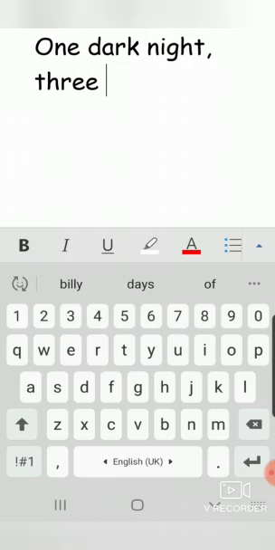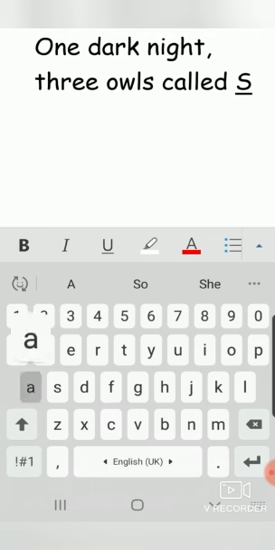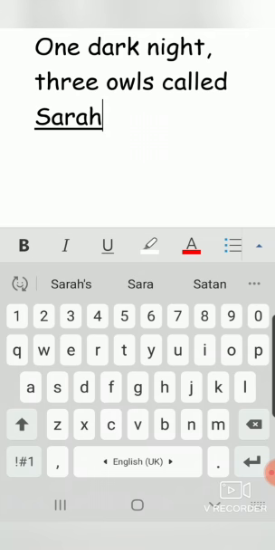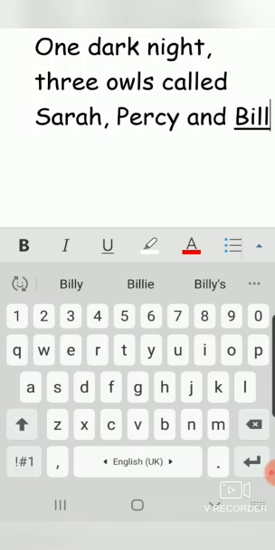One dark night, three owls. How do we spell owls? Let's sound it out. Owls. Three owls called. Now, what were they called? Do you remember? Shout the answers out. What were the owls called? Sarah, yes, capital letter because it's a name. Sarah, comma, Percy, capital letter because it's a name, and Bill, capital letter because it's a name.